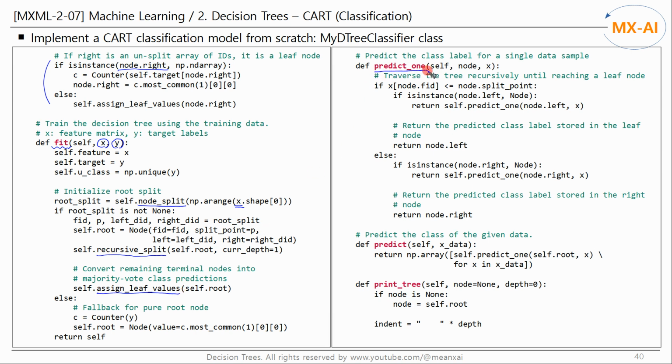Next, we define a function to predict the class of a single data sample. This function takes the root node and a data sample X as input. It compares the input feature value with the split criterion of the current node. If this condition is true, it moves to the left child node. Otherwise, it moves to the right child node. If the next node is another split node, the same process is repeated recursively. Once the traversal reaches a leaf node containing the final prediction, the predicted class label is returned.